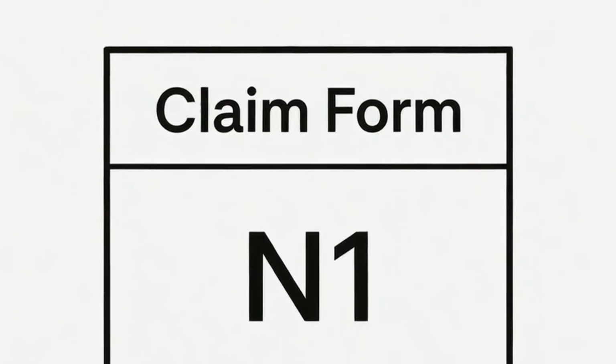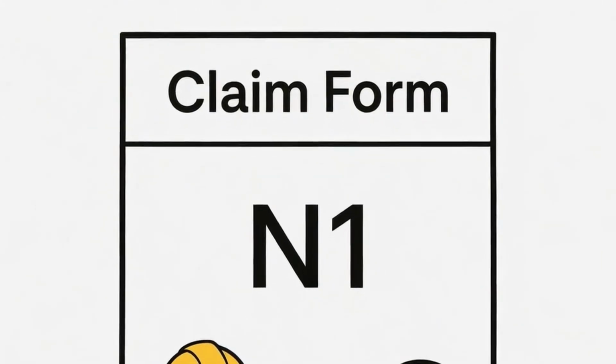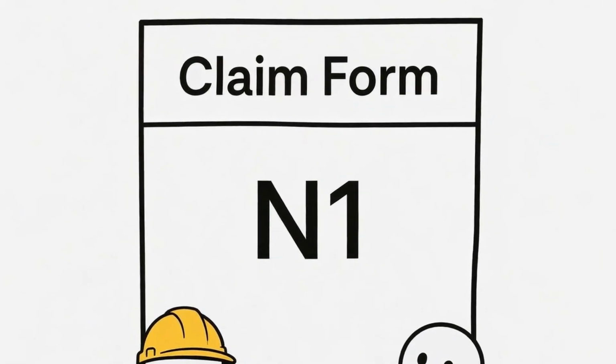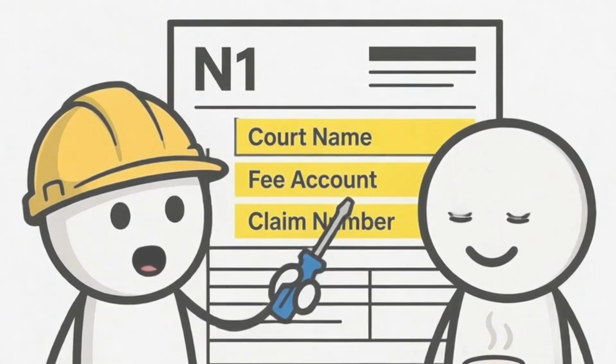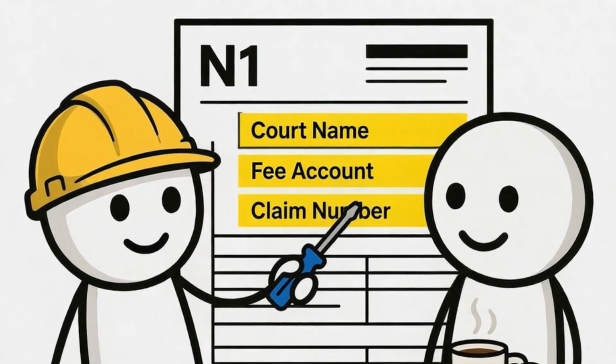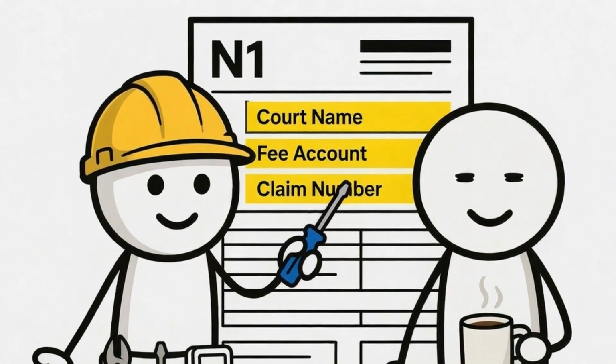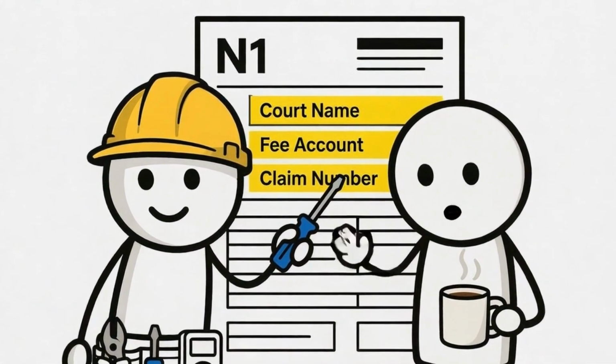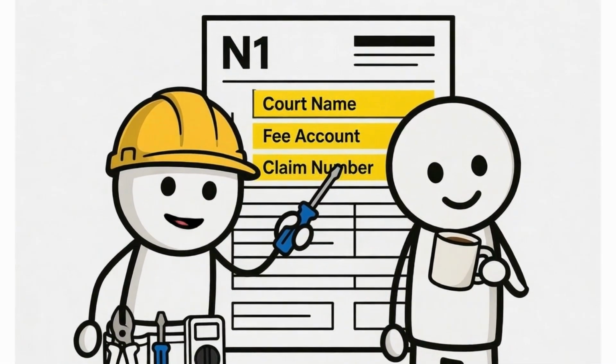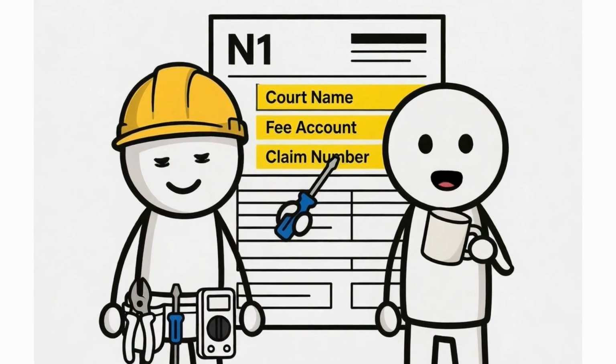Today we're taking a general look at what the different sections and boxes on an N1 claim form are usually for. The form often starts at the top with spaces for the court name, fee account number, help with fees reference if applicable, claim number, and issue date. These areas are usually completed as part of the court filing and issuing process.